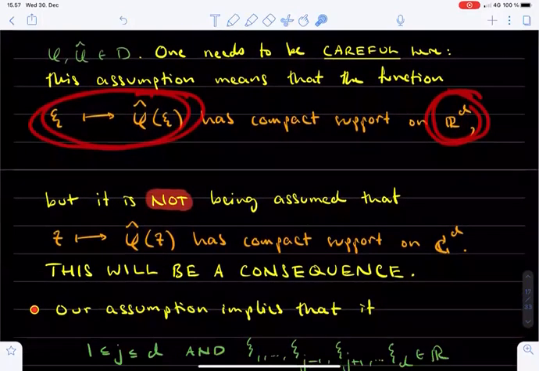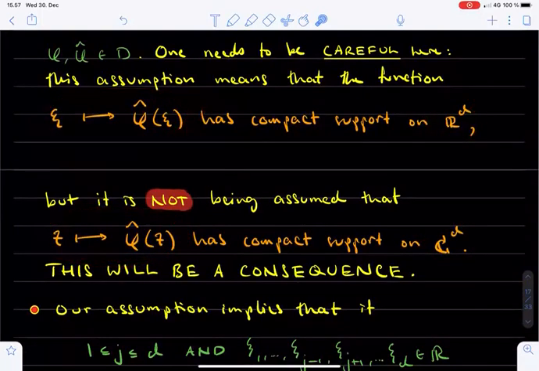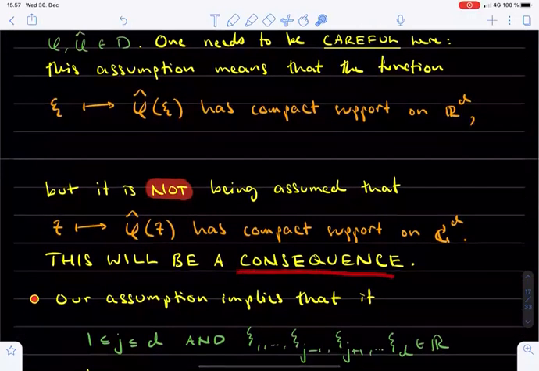We are not assuming, to begin with, that the extension of the Fourier transform to C^d would have compact support. This will, of course, be a consequence of the proof once we know that phi is the zero function.